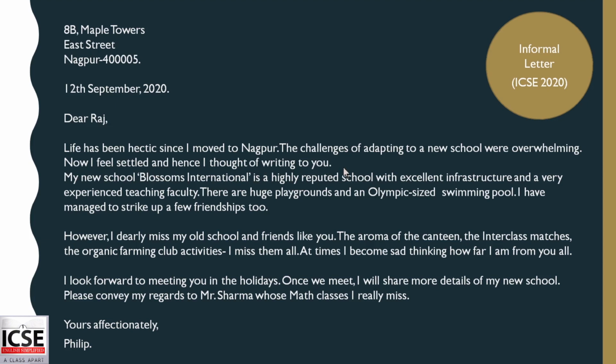Now remember, the question says, write some things you like about the new school and some things you miss about your old school. So my new school is a highly reputed school with excellent infrastructure, an experienced teaching faculty, huge playgrounds, and an Olympic-sized swimming pool. So you have mentioned at least 3 to 4 points that you like about the new school. But remember, we also have to write what you miss. So we continue in the next paragraph.